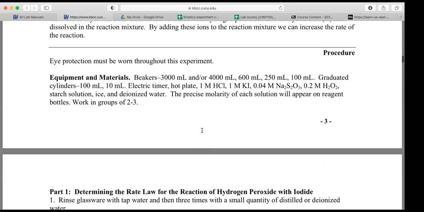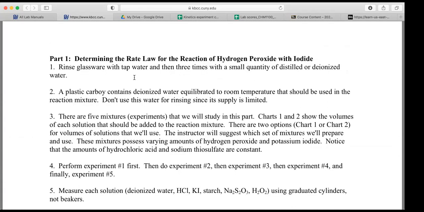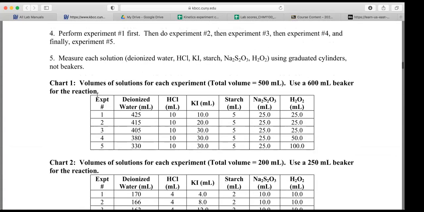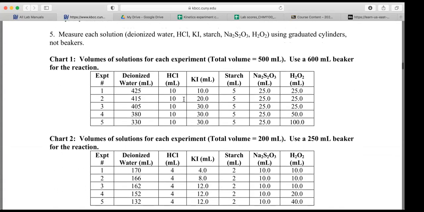Okay. Then the procedure is here. So this is telling us how we perform the experiment. It's got all the solutions and glassware and then instructions step by step. Now notice that when you get to page 4, there's two charts. There's chart 1 and chart 2. This experiment, we're just using chart 1. You can ignore chart 2. It's not going to be involved in it at all.